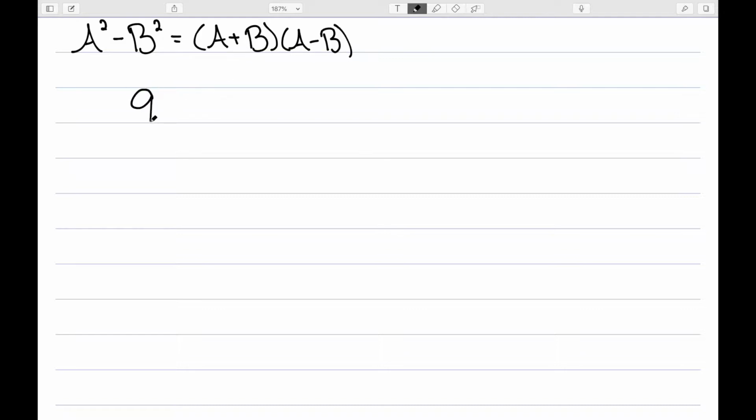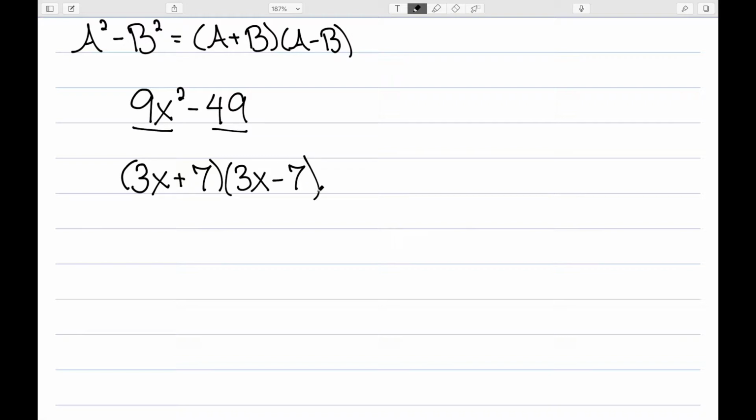So if I look at something like 9x squared minus 49, we see that this is a perfect square and this is a perfect square. The square root of 9 is 3, so this is 3x. The square root of 49 is 7, so I have 3x plus 7 and 3x minus 7.